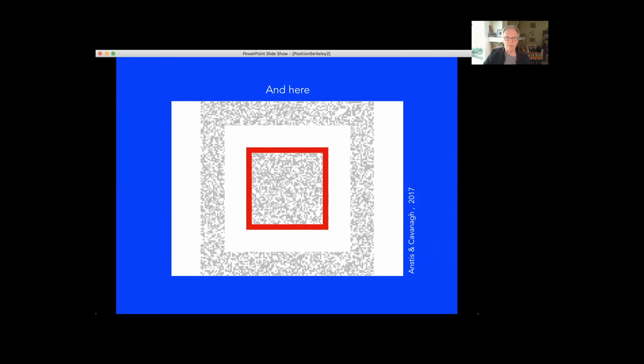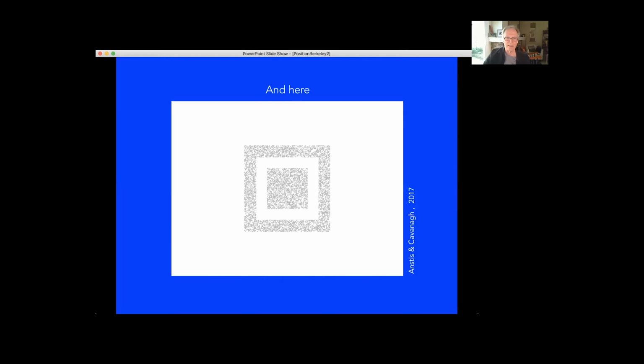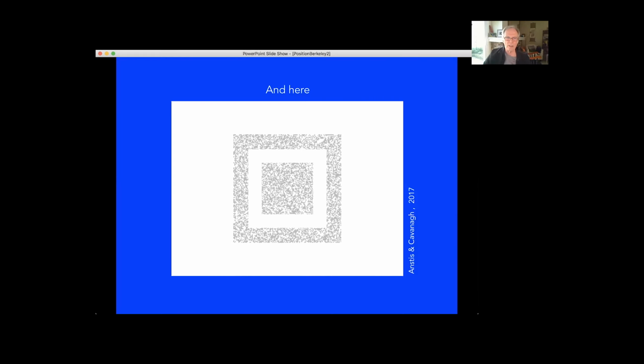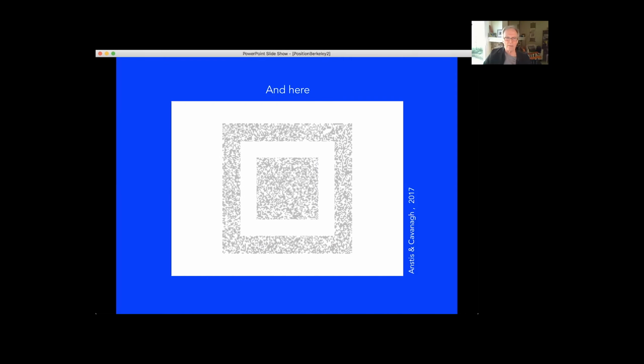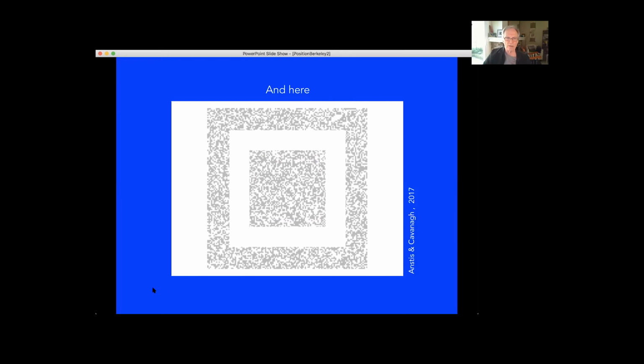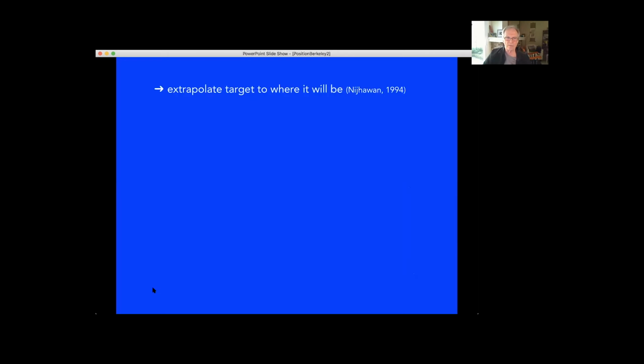Anyways, the red and the blue squares are identical in location, size, and line width. But it looks like the blue one is about twice the size of the red one. So again, something about motion pulling, motion extrapolating location. So it extrapolates according to Nijhawan in his original thinking about this. Motion helps extrapolate the target to where it will be, accounting for neural delays.